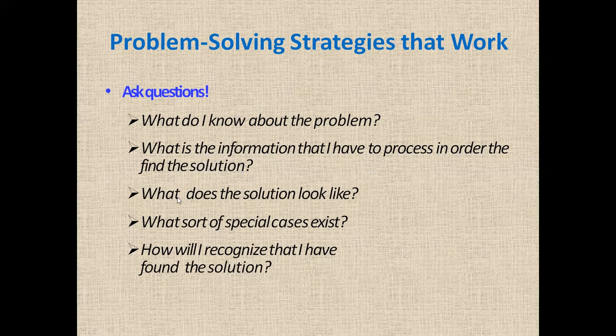Okay. Then the third one is we need to ask the question, what does the solution look like? How will the solution look? If your problem is to find out the area of a circle, your solution will be that the area of the circle will be calculated by using the formula pi r square. Okay. So here you know how that solution will look. Then, what sort of special cases exist? Is there any special case? We need to find out those special cases. Okay. And we need to find out the solution to those special cases also, whether because of these special cases you will get the same output or not.